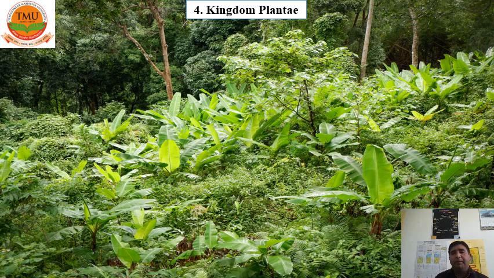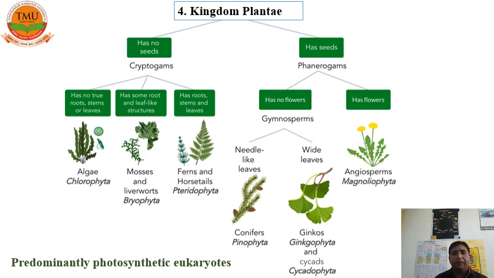Now, kingdom Plantae. In this kingdom, various types of plants are included. These can be classified into cryptogams, the plants which have no seeds, and phanerogams, the plants which have seeds. Cryptogams are classified into algae, mosses and ferns, and phanerogams are classified into gymnosperms and angiosperms.